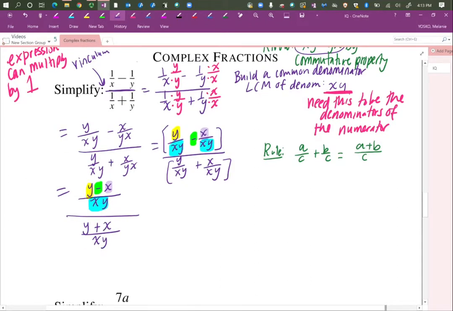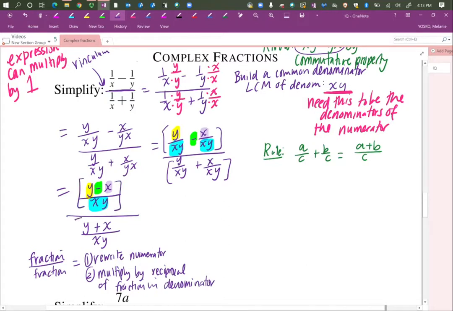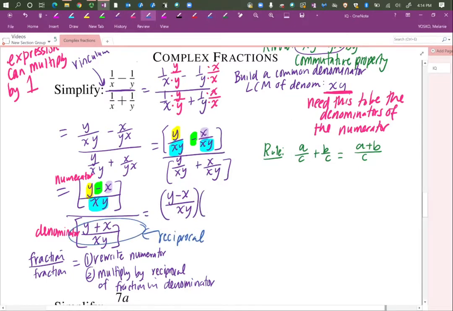And now we have a fraction divided by a fraction. So that's the same thing as rewriting the numerator and then multiplying by the reciprocal of the fraction in the denominator. So here's my numerator, here's the denominator. So I'm going to rewrite the fraction that's in the numerator, y minus x over xy, and I'm going to multiply by the reciprocal. I need the reciprocal of this. Reciprocal of a fraction just means we flip it. Whatever is in the numerator becomes the denominator, and whatever is in the denominator becomes the numerator. So I get xy over y plus x.